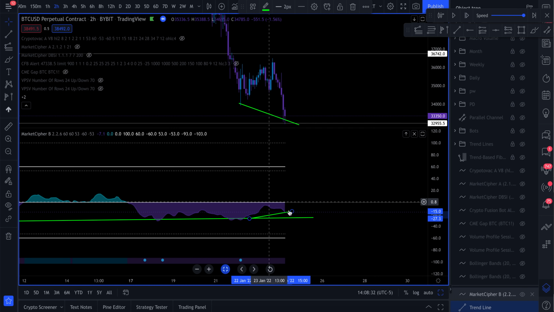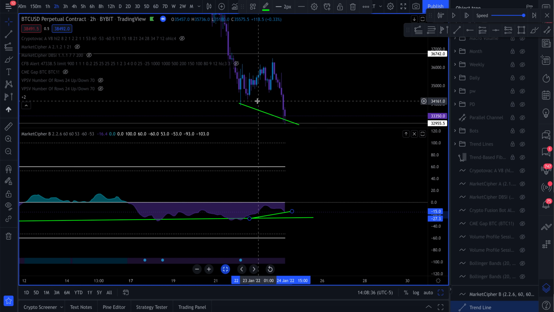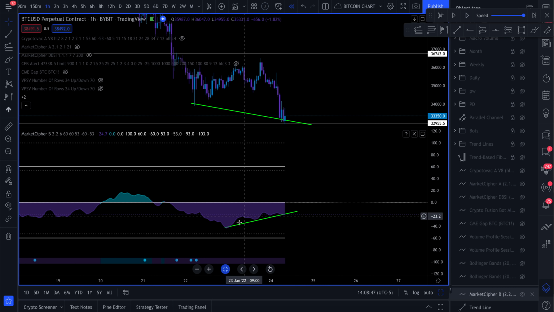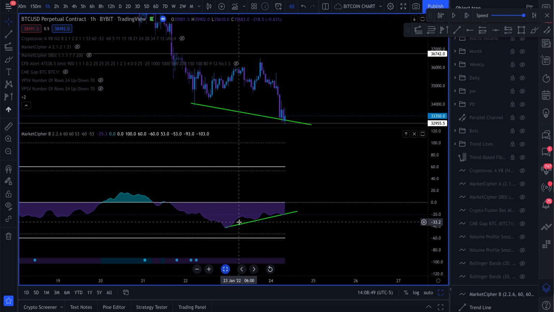Then I want to look at the money flow and see, is the money flow going in the direction that I want to trade as price is coming down to my level. We see it on the 4-hour, we see it on the 2-hour, we see it on the 1-hour. Very clearly, money flow is coming up as price is coming to our level. This is such a powerful indicator, guys. The money flow is super powerful.